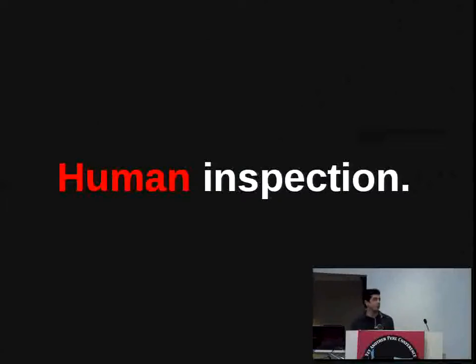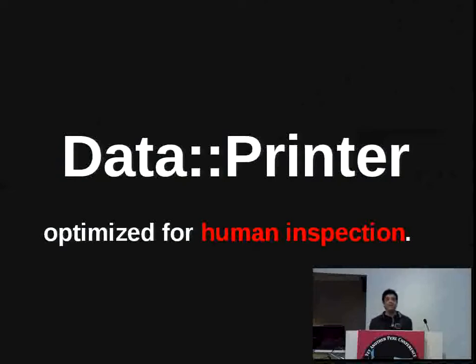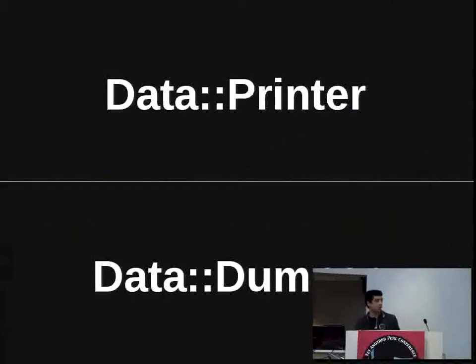But the thing is, all of those are characteristics of human inspection. And Data Dumper is not meant for human inspection. That's the keyword right there. So here enters the scene Data Printer. Data Printer is a module that I made to solve a particular problem, which is how to see the content of your variables, but optimized for human inspection.